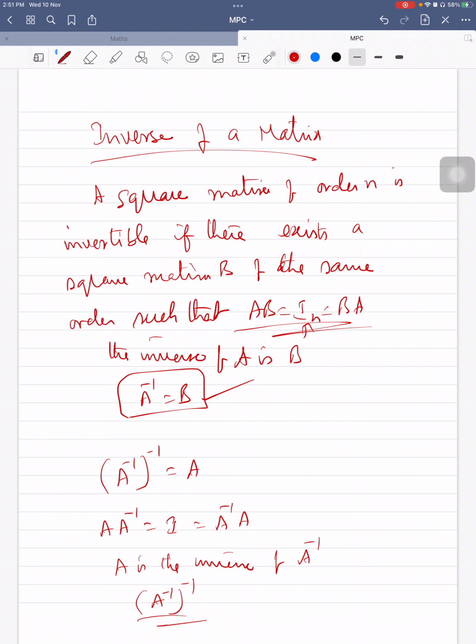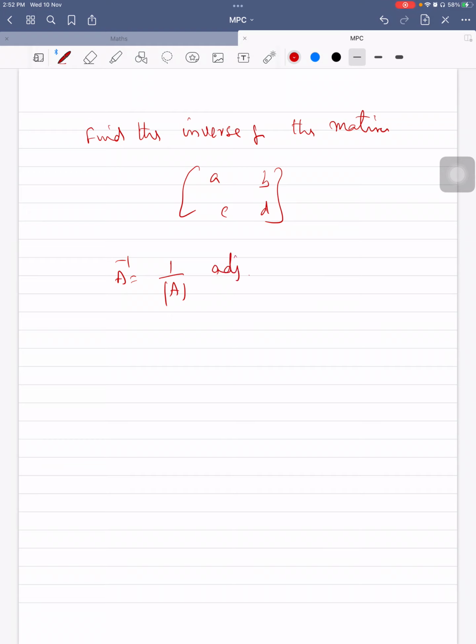Okay, now find the inverse of the matrix [a, b; c, d]. For finding the inverse of a matrix, this is a method. A inverse is 1 by det A times adjoint A.